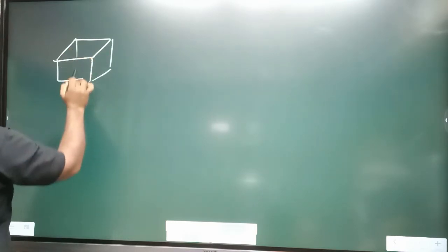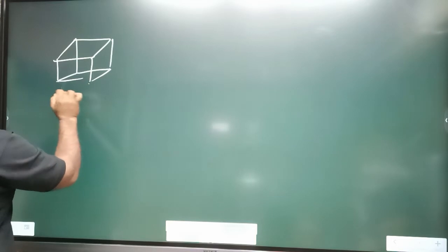Suppose we take a cube and also one rod. Rod means the rod has some charges. Yes or no? Charge is there. Then how do we place the rod so that we get maximum flux and minimum flux? In which position do we get maximum flux and minimum flux?